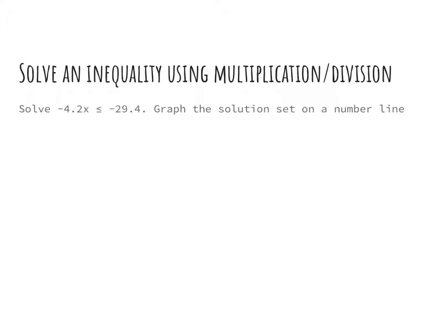Okay, now we're going to use multiplication and division to solve. So I've got negative 4.2x is less than or equal to negative 29.4. Divide both sides by that negative 4.2. I get x and 7, but since I divided by a negative, this inequality has to be flipped. So now it's greater than or equal to 7.